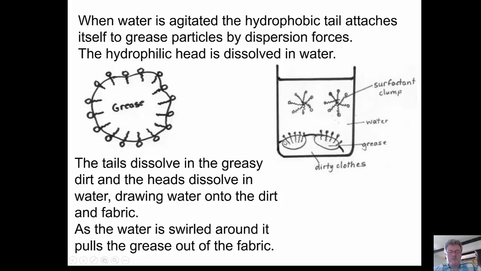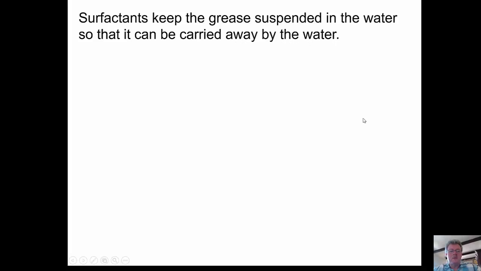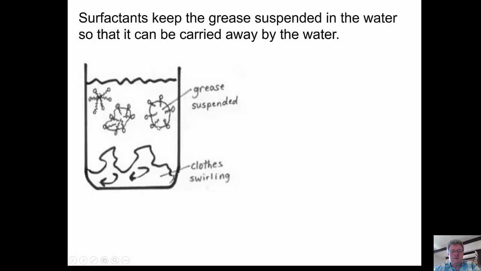As the water swells around, it pulls the grease off the fabric, and those polar heads, anionic heads, surround the grease and keep it suspended in the water. It doesn't necessarily have to go back down into the clothes. Surfactants are things that keep the grease suspended as an emulsion up in the water. Okay. Clothes continue swelling, the grease is suspended, the water sort of turns a grey colour. It's called grey water.